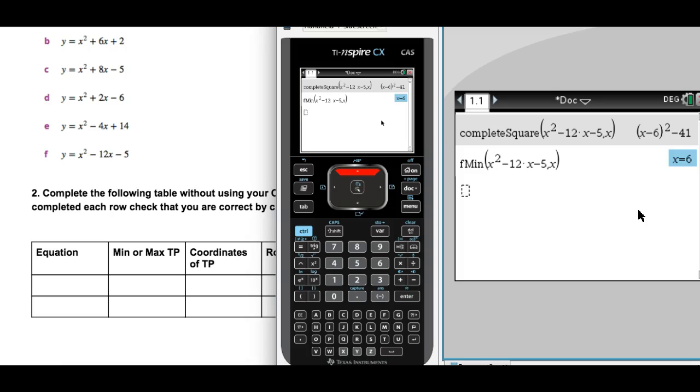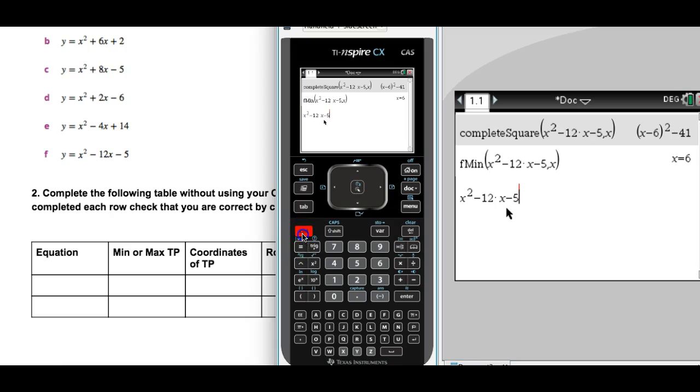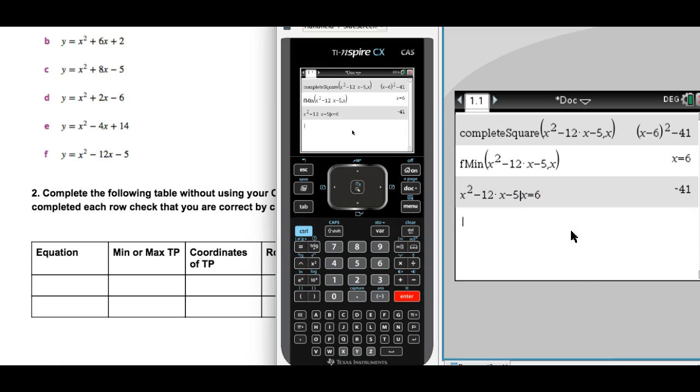Now, you can get the calculator to substitute this in if you like. I'm thinking on the spot here actually. So let's just get rid of all that. So there's our expression, x squared minus 12x minus 5. And then you can tell it, all right, I want you to calculate that when x equals 6. And there's your negative 41.